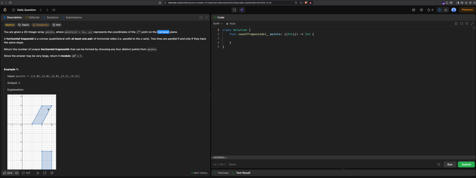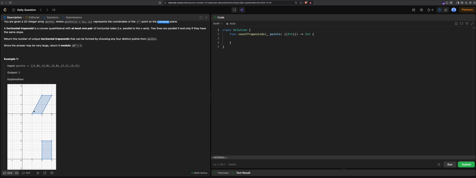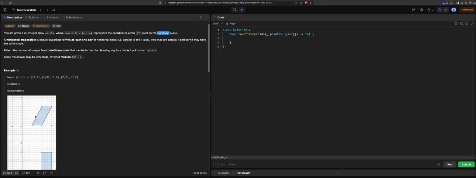So if we want to find a horizontal trapezoid, that means at least one line in here must be parallel with the x-axis, which is in here. Two lines are parallel if they have the same slope. So if they have the same slope, the two lines can be parallel to the x-axis.